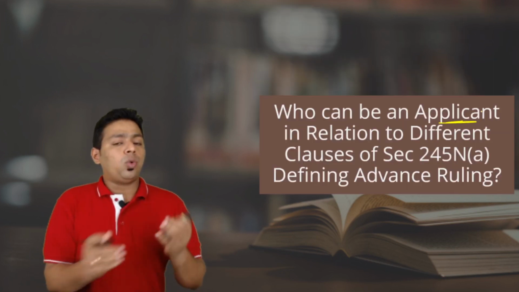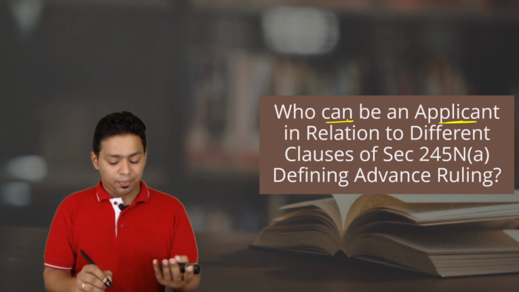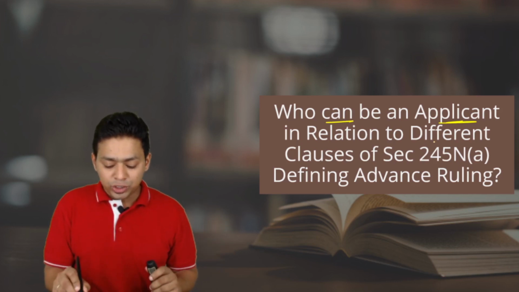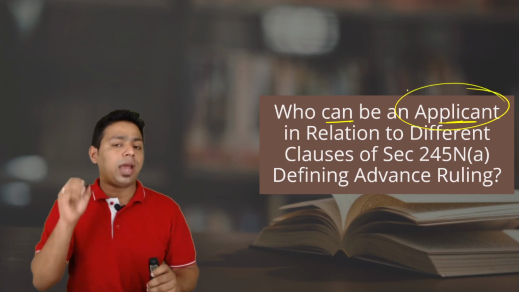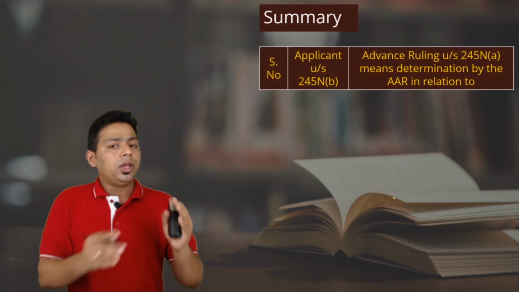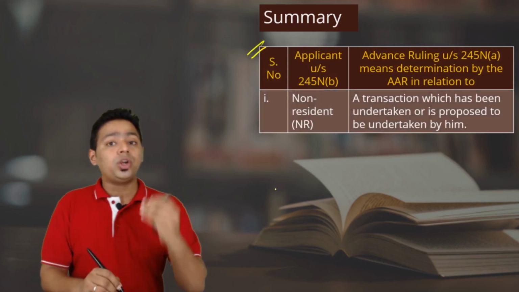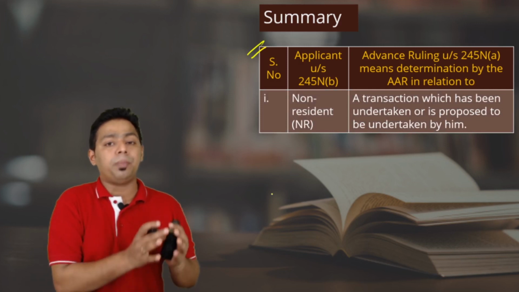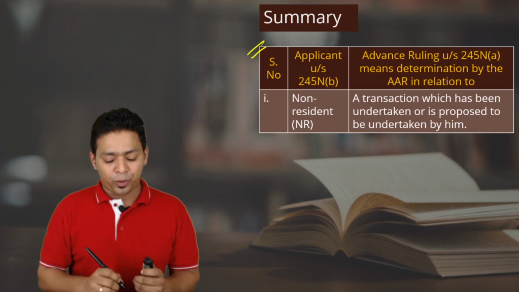Who can be the applicant? Based on what we have discussed, this kind of question can be asked in the exam: who can be the applicant in relation to different clauses? Whenever a question is raised on the applicant, this is what you should remember. This is a summary of what we have discussed so far. Earlier it was the bare act; now it is this summary that you should remember from your examination point of view.